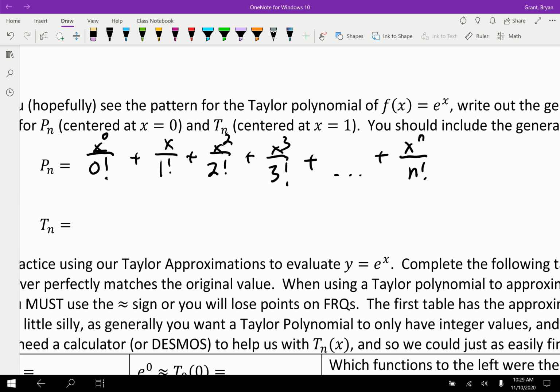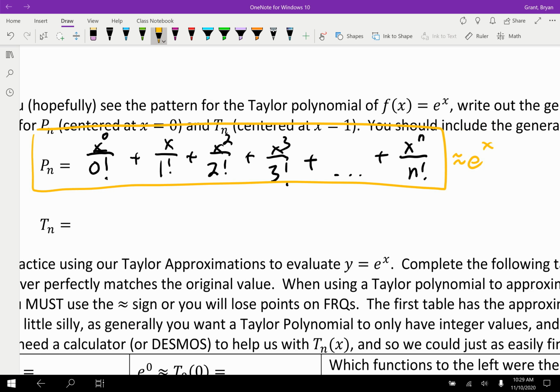Remember general terms from last, almost said last season, but yeah, last topic as well. We had to write general terms that just describe the pattern. You need to memorize this. This is the Taylor polynomial for e to the x centered at x equals 0. And in fact, it is exactly e to the x if you write out an infinite number of terms. If you don't write out an infinite number of terms, then it is approximately equal to e to the x. And in fact, we do need to use an approximately sign if we're saying e to the x is this guy, because we're never going to write out an infinite number of terms.